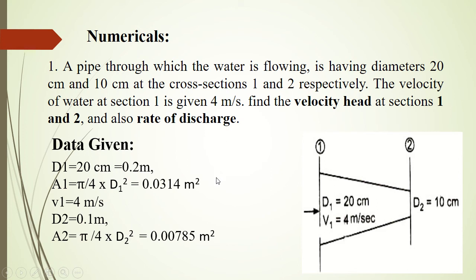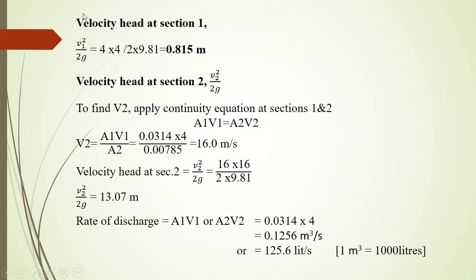What is the rate of discharge? It is nothing but Q. Because the velocity at section 1 is given, I can easily calculate. V1 is given, so I can calculate the velocity head. The velocity head at section 1 is v1 square by 2g, so that is 4 into 4 divided by 2 into 9.81. So it is going to be 0.815 meter.